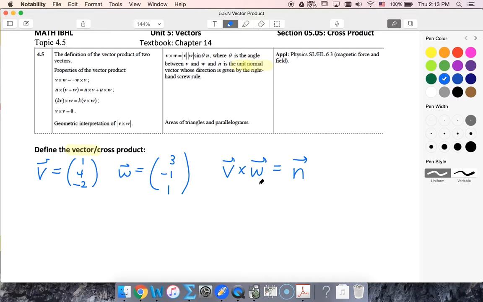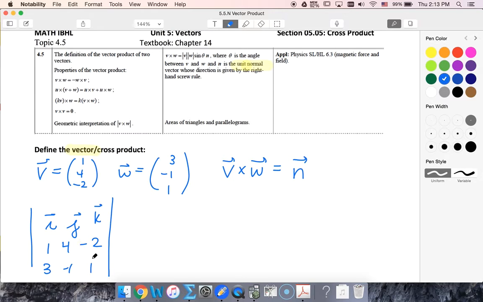One way is to set up a matrix. I'm just going to organize these by writing down i, j, k. Remember, those are my base unit vectors in x, y, z. And then I'm going to write each of my components under it: 1, 4, negative 2, 3, negative 1, 1. And I'm going to find the determinant of this matrix. We haven't found determinants of matrices. In fact, we haven't even really talked about a matrix. A matrix is just an array. In this case, I've got a 3 by 3 sort of grid.